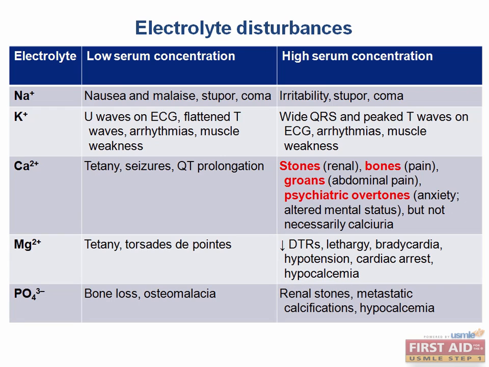Low phosphate concentrations lead to bone loss and osteomalacia because phosphate is required for hydroxyapatite formation in the bone. High phosphate concentrations will lead to renal stones, metastatic calcifications, and hypocalcemia.